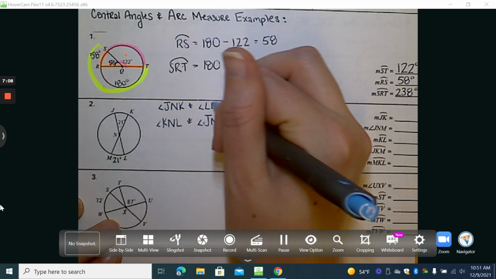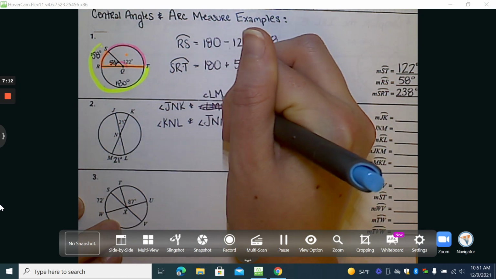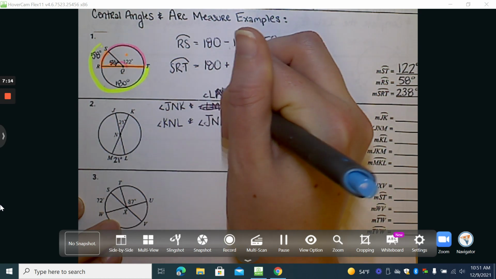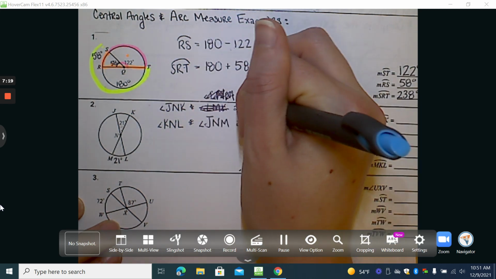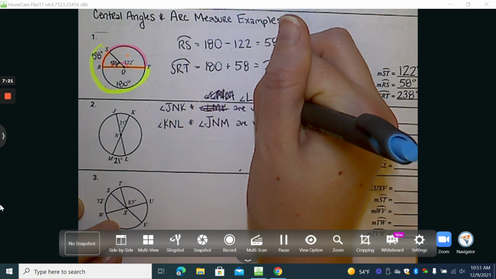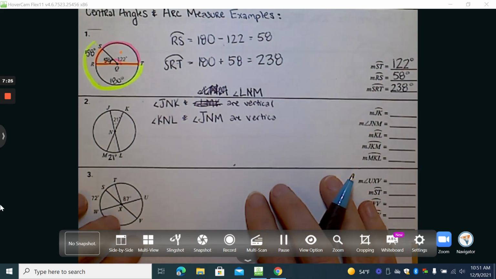I'm sorry, this one should be L and M. That is silly. L, M, L, and M. Gosh, why can't I write that right? L and M. Goodness. Okay.